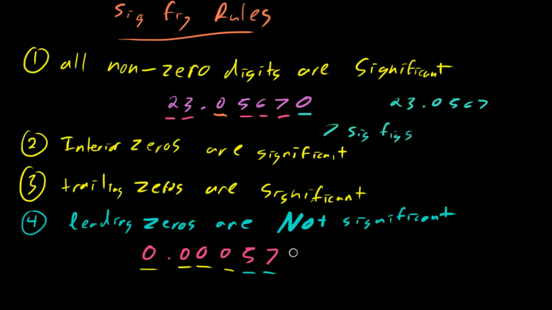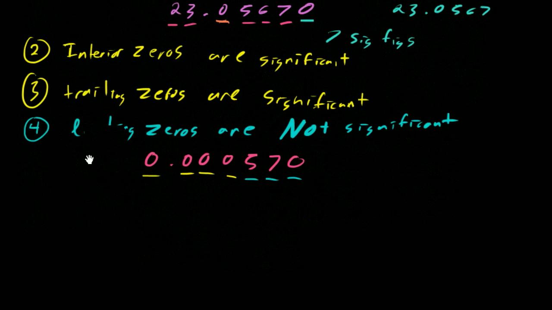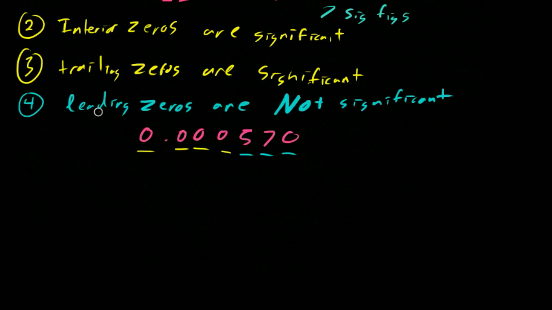How about if we put 1 zero at the end? Would this 0 be significant or not significant? Well, it would be significant, right? Because it's a trailing 0. So this 0 is significant because it's a trailing 0. These zeros are not significant because they're leading zeros. So anyway, I guess those are most of the rules. Now, one other part, which has more to do with the trailing zeros.